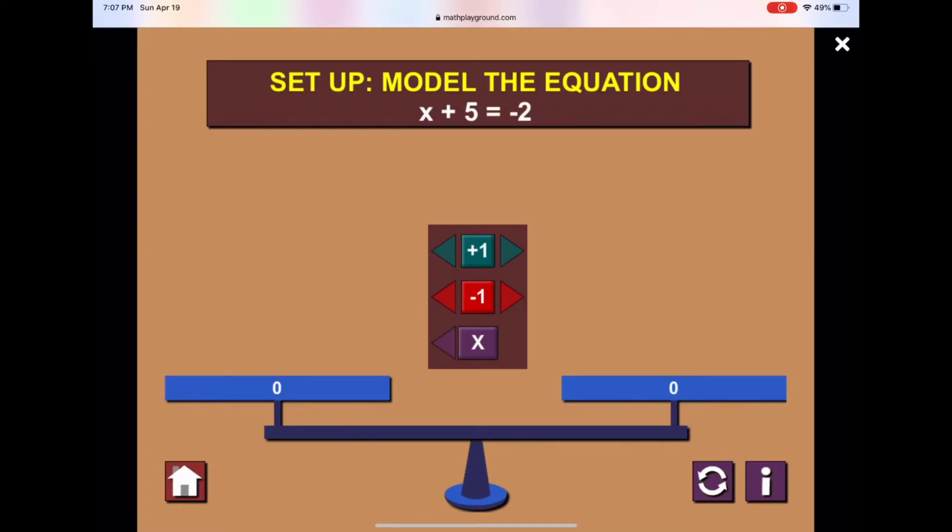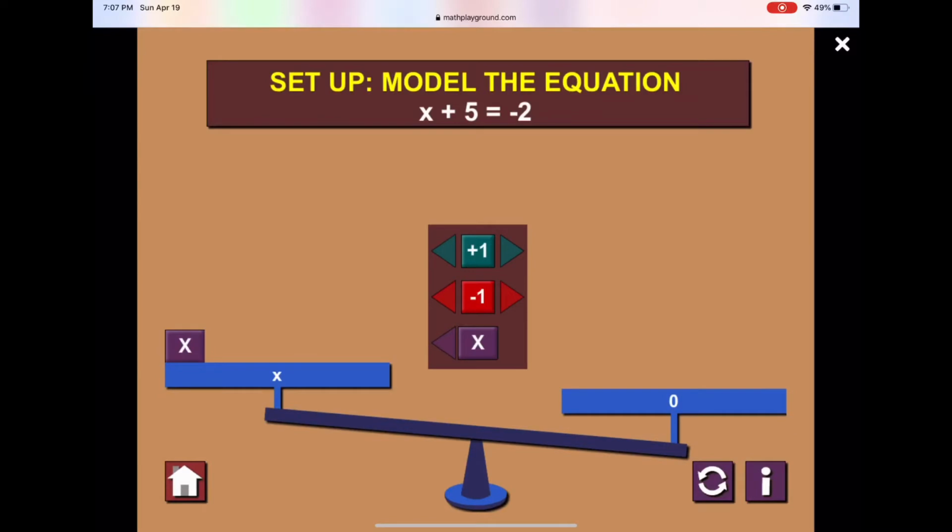And the reason this game is using a balance is because let's say I put my X on the one side, on the left side, sorry. Notice how it's unbalanced now? Do you see that? One side is heavier than the other. So we're going to be using this balance to see what this X equals.